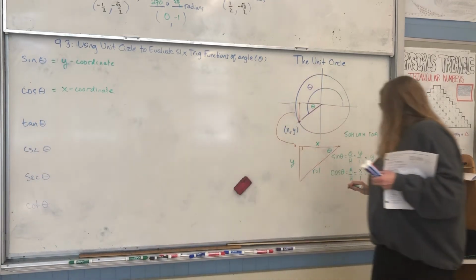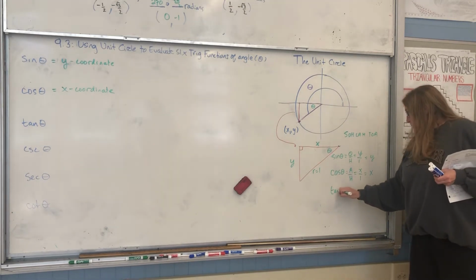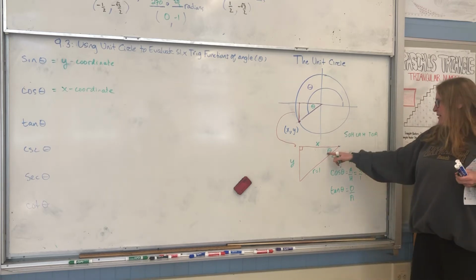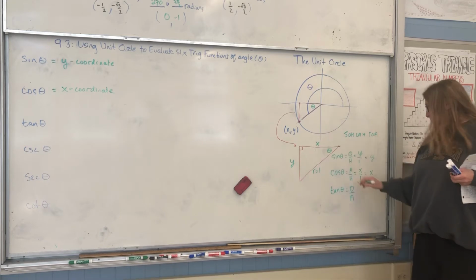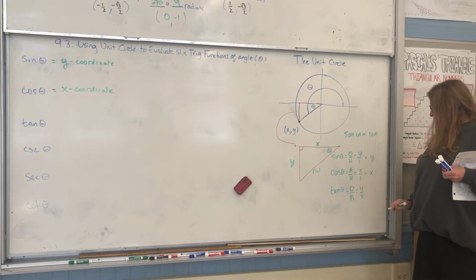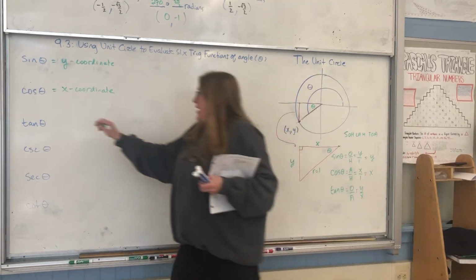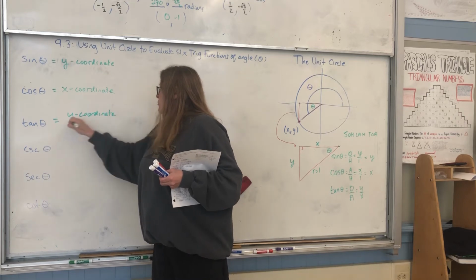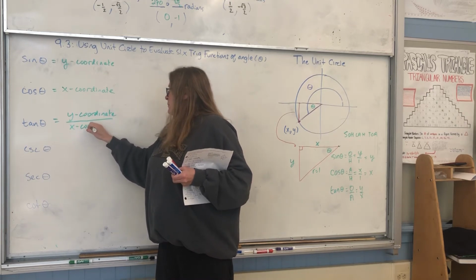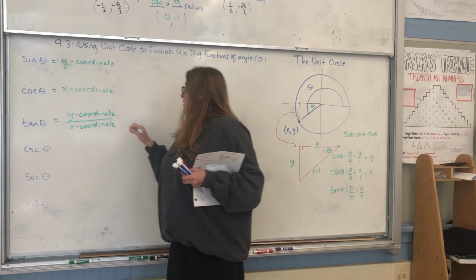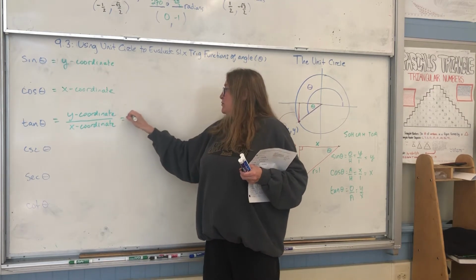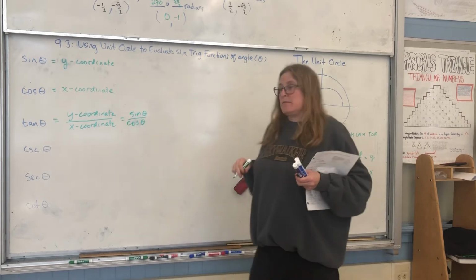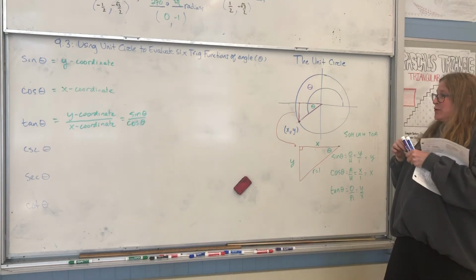Okay, what about tangent? Tangent of any angle is the opposite over the adjacent. Okay, here's theta. Opposite is y, adjacent is x. Right? So the tangent is going to be equal to the y coordinate over the x coordinate. Or if we think of it in terms of the trig functions, it's equal to sine over cosine, y over x.